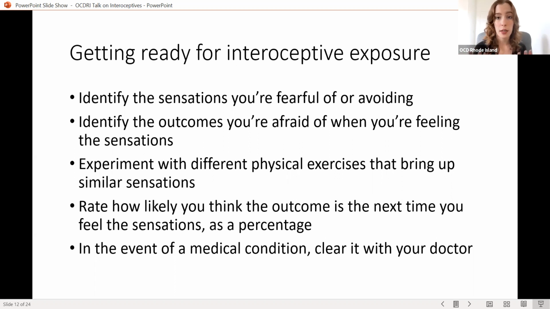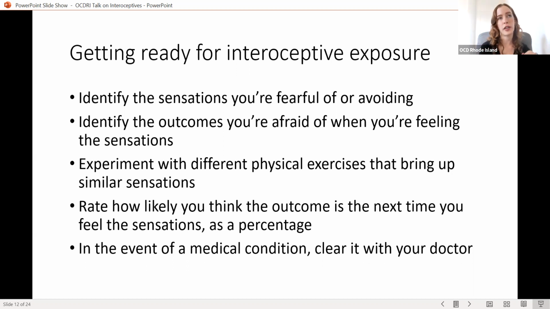And you can do this any way you want. There's no limit to how creative you can get. If you don't like sensations of getting hot and sweaty, you could put on a lot of coats and sit in front of a heater. If you don't like getting dizzy, you could spin in a chair. It's anything that reproduces the sensations that you're afraid of or avoiding.